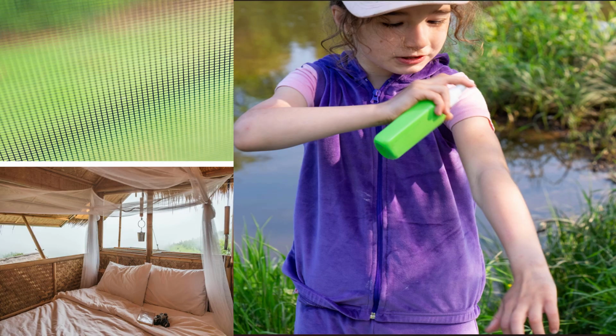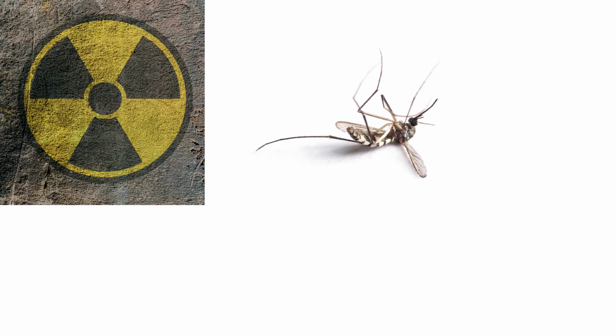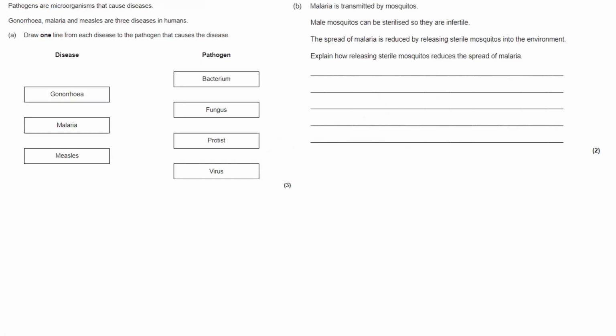We can protect against malaria using mosquito nets around beds or windows and using insect repellent. Another way is to sterilize the male mosquito, kill its sperm. It then goes out to have sex with the female mosquito and they can't have a baby because the male is sterilized. Okay, guys, check the exam questions.